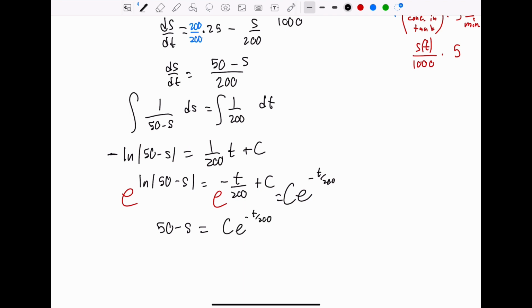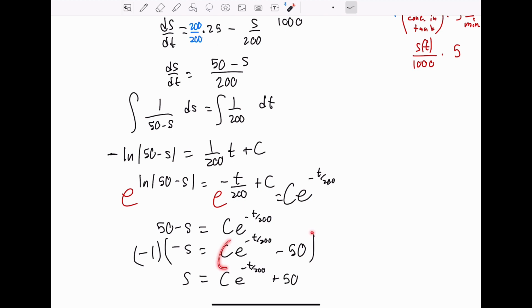I still want to solve for s, so I'm going to go ahead and subtract 50 from both sides. I have negative s equals c e to the negative t over 200 minus 50. And finally, I can multiply both sides by negative 1, and I have s equals c e to the negative t over 200 plus 50. Distribute the negative 1 to both these terms here. Now, negative 1 times c, well, c is just an arbitrary constant. So the c here is actually different, but since c is just an arbitrary constant, instead of writing negative c here, I'm just going to write an arbitrary constant c. And at this point, we have the general solution to the differential equation.